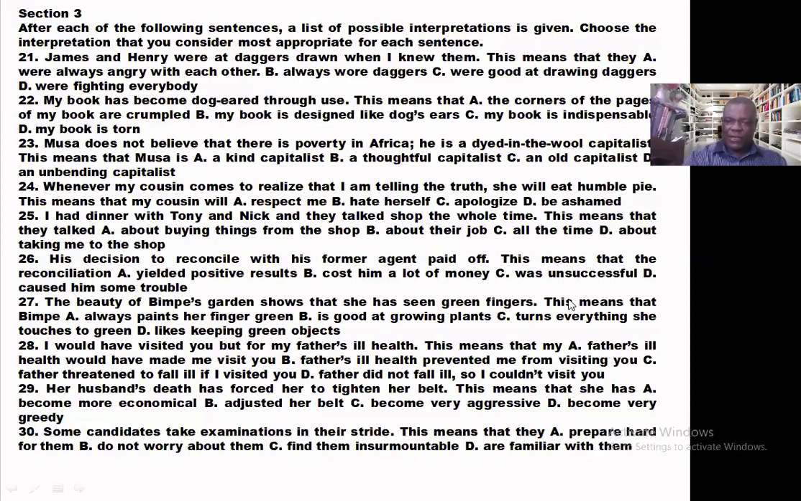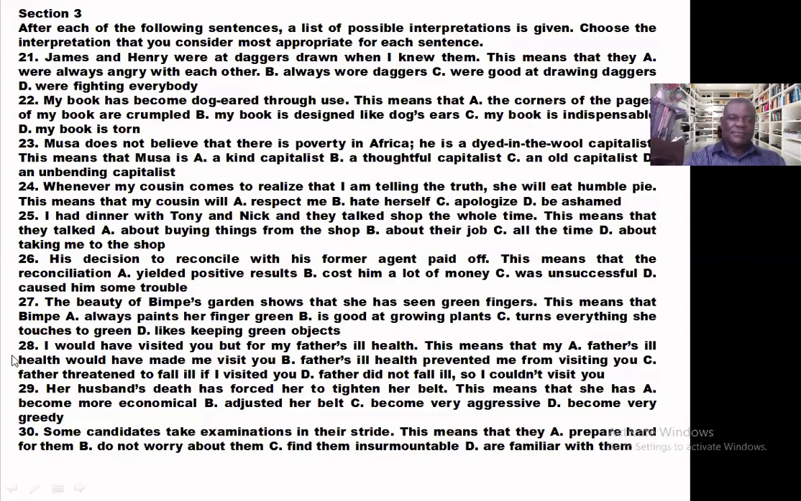So let's look at the options. This means that Bimpe, A, always paints her finger green. No. B, is good at growing plants. Definitely yes, is good at growing plants. Let's look at other options. C, turns everything she touches to green. Certainly not. D, likes keeping green objects. We are not talking of objects here.